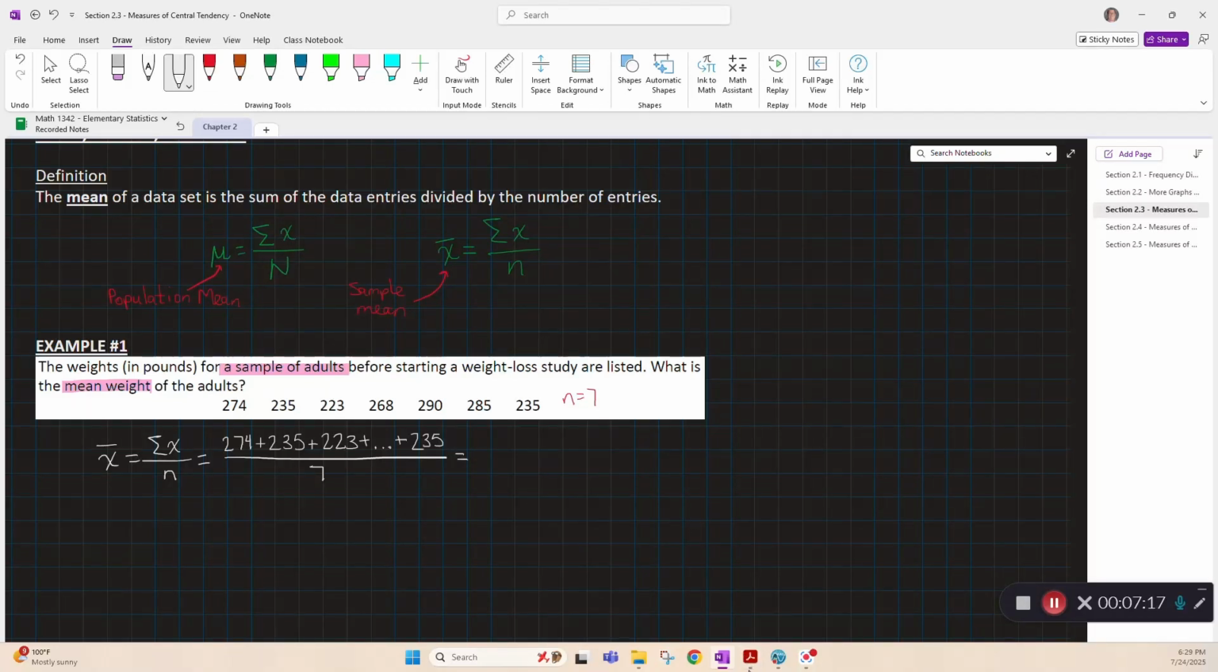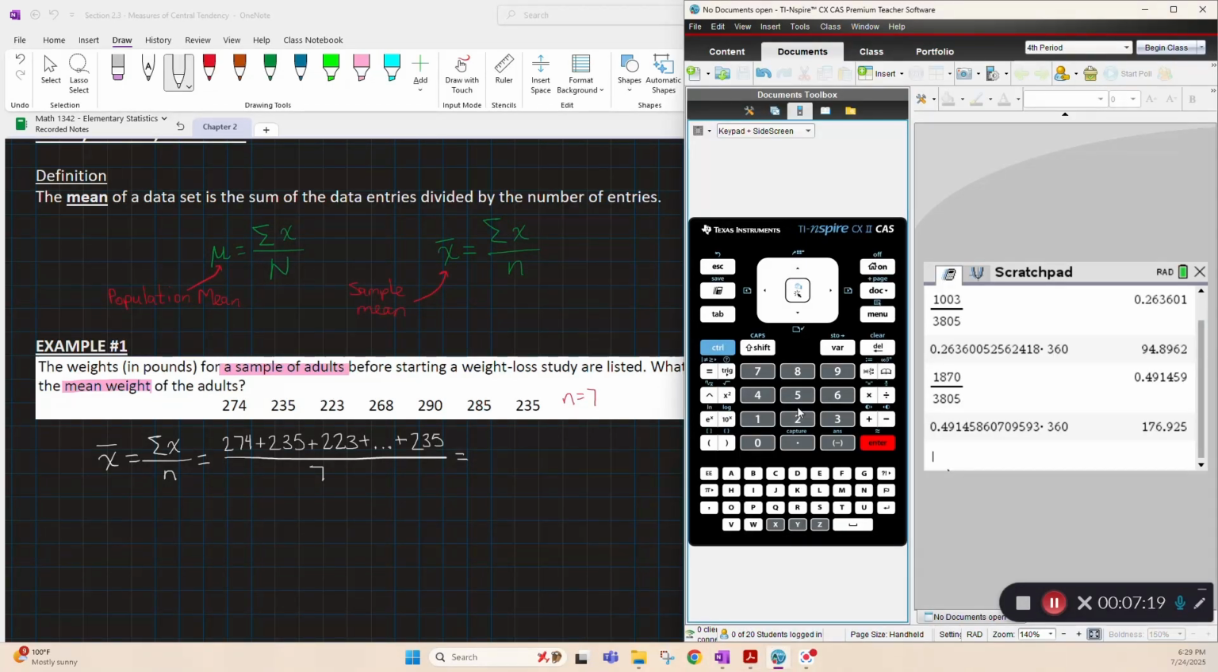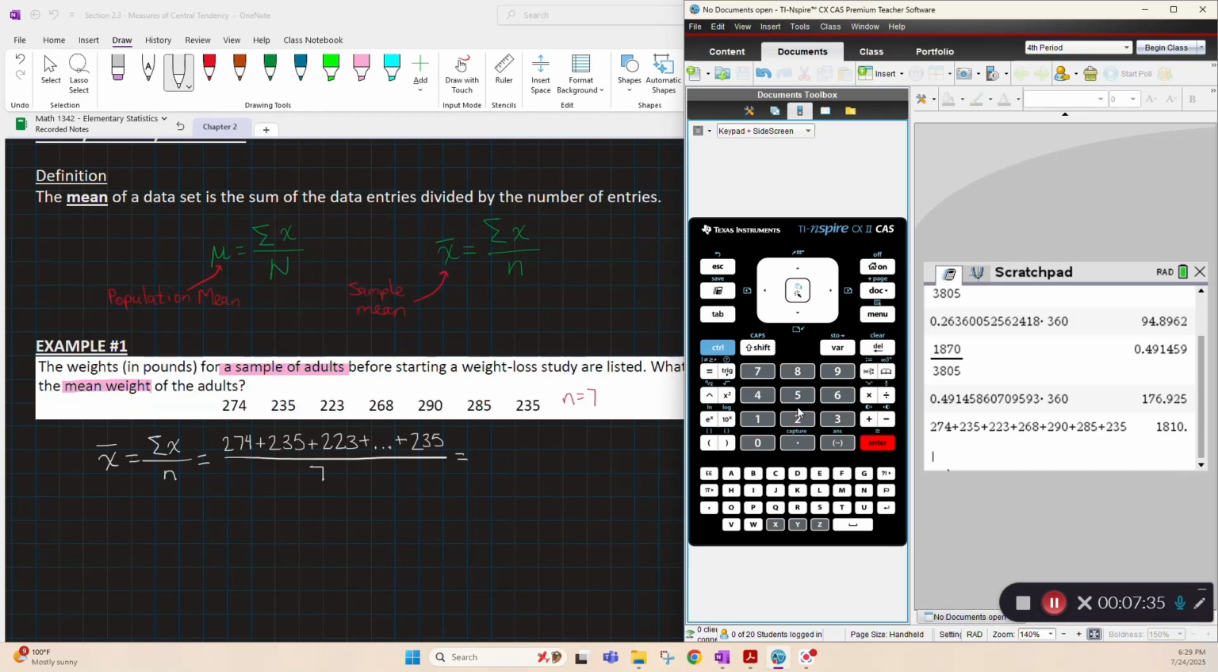Okay, let's add them up. So we're going to have 274 plus 235 plus 223 plus 268 plus 290 plus 285 plus 235. So we should get 1810.